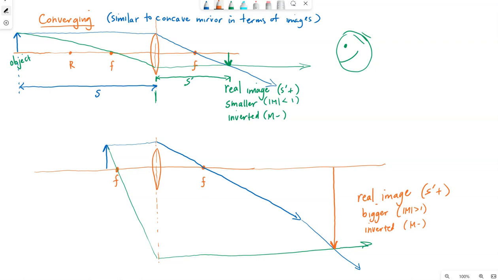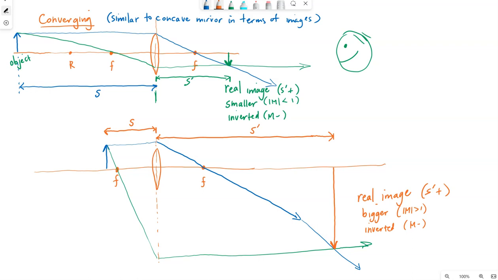In terms of distances, object distance is from this reference line, the middle of the lens, over to the object. Image distance is from the same reference line over to where the image is located. Real images created by lenses are inverted. They are found on the opposite side of the lens compared to the object.